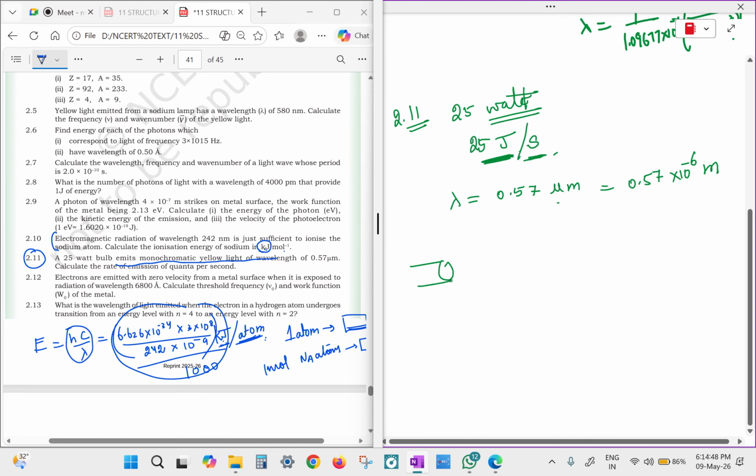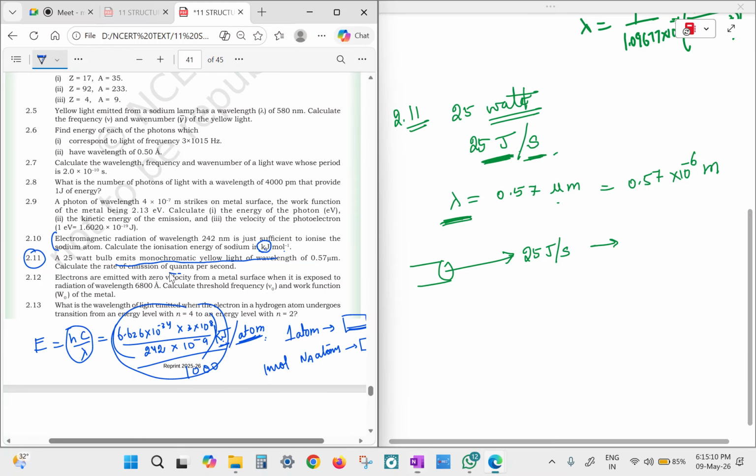A bulb is monochromatic and it is sending light. How much energy is it sending? It is 25 joule per second. If the wavelength of the photon emitted is so much, then what is the rate of emission? That means how many quanta are sent out per second. So this bulb is sending a lot of quanta. So what will you do? We will take E is equal to n h nu.